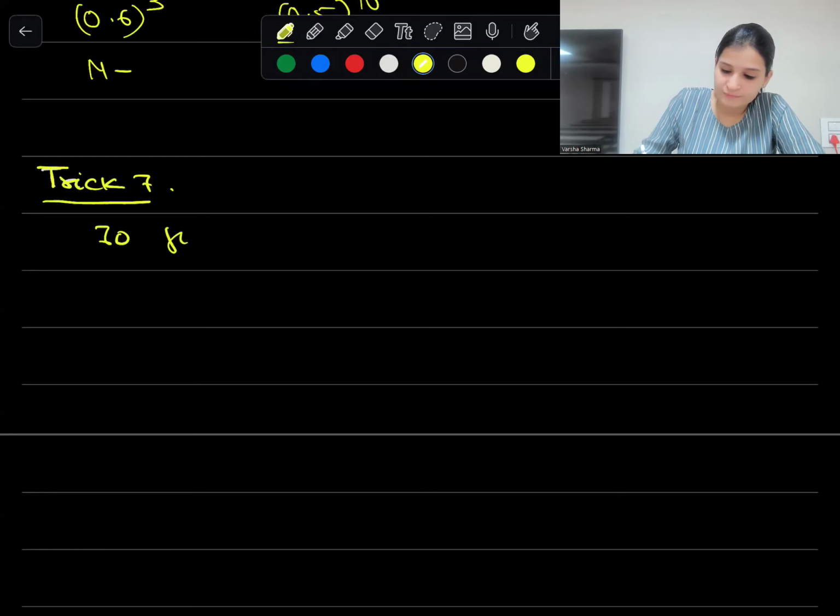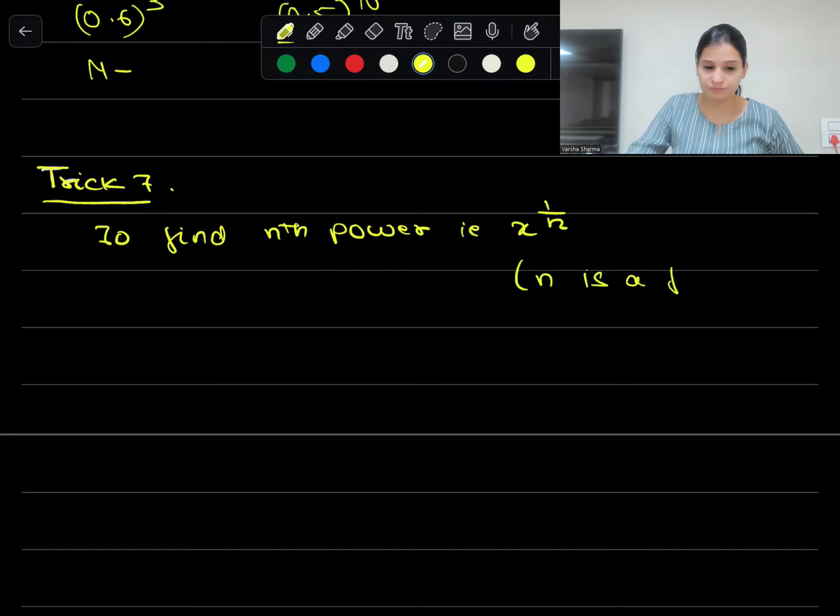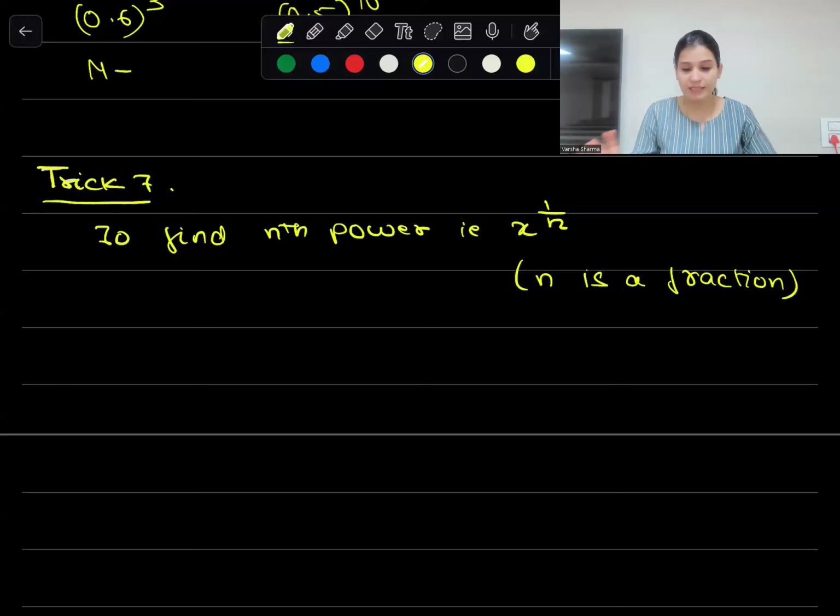That is to find the nth power, that is x power 1 by n. This is when n is a fraction. When you're finding fractional power, I'm not talking about 3 power 4 or 3 power 10. I'm talking about 3 power 1 by 2, 3 power 1 by 5, 3 power 1 by 7.